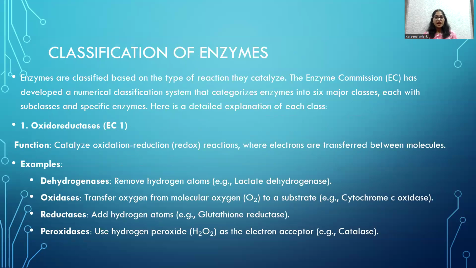So, classification of enzymes. Enzymes are classified based on the type of reaction they catalyze. The Enzyme Commission, EC, has developed a numerical classification system that categorizes enzymes into 6 major classes, each with subclasses and specific enzymes. The first one is oxidoreductase. Function: it catalyzes oxidation-reduction, that is redox reactions, where electrons are transferred between molecules. Example, dehydrogenase, which removes hydrogen atoms. Example, lactate dehydrogenase. Oxidase, transfers oxygen from molecular oxygen O2 to a substrate. Example, cytochrome C oxidase. Reductase, adds hydrogen atoms. Peroxidase, uses hydrogen peroxide H2O2 as the electron acceptor. Example, catalase.